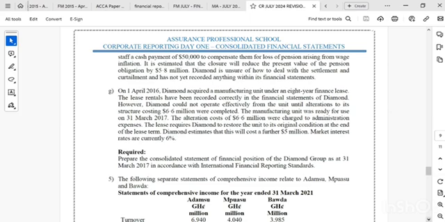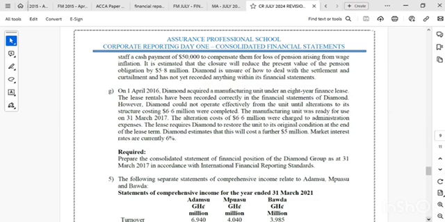Okay, so this is about PPE and at the same time about provisions. We are saying that on 1st April, Diamond acquired a manufacturing unit under an 8-year finance lease. The lease rentals have been recorded correctly in the financial statements. So it means that the amount that we have paid for the lease has been recognized correctly in the books.